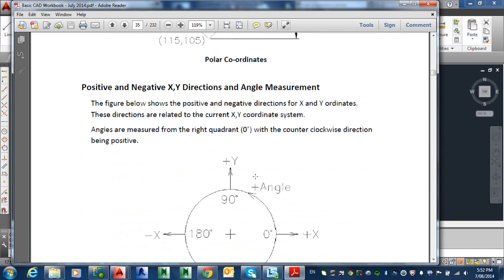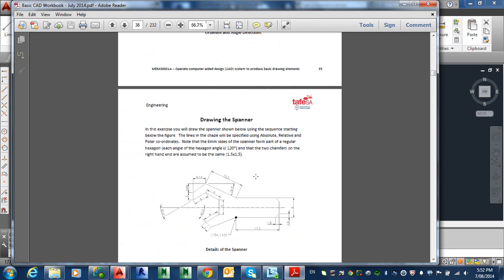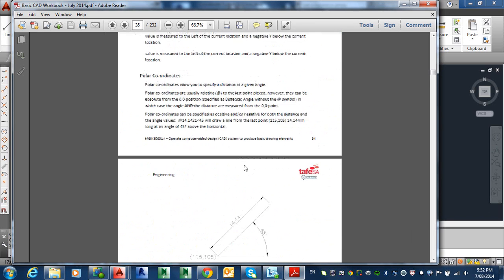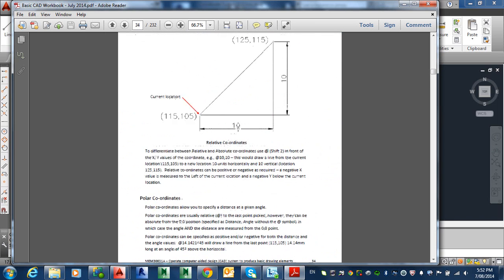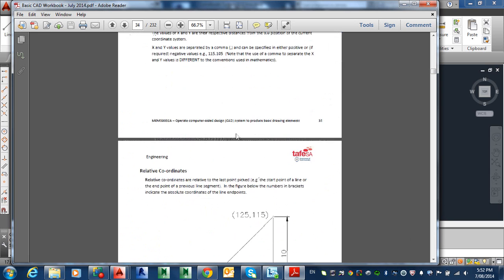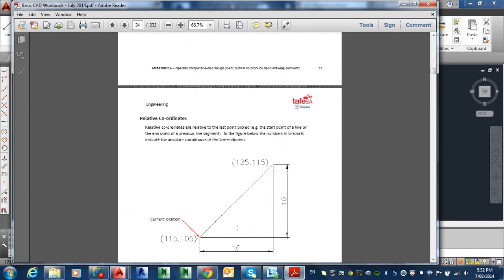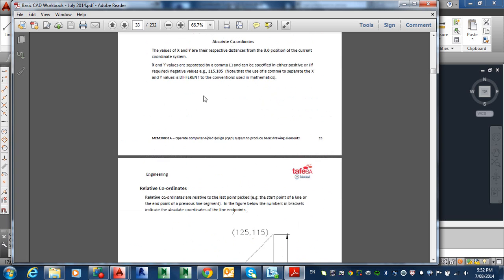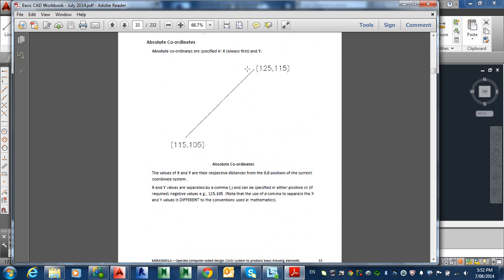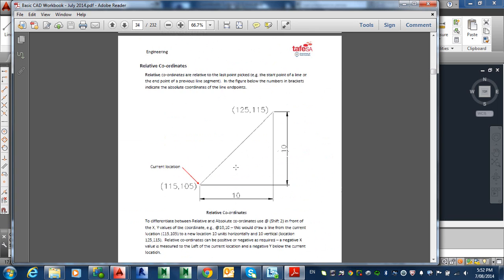Sorry, not that one. We missed it. Yes, we missed it. Polar. Relative coordinates. This one here. Sorry, I was talking about the wrong one. That's the first one. But anyway, the next one is the relative coordinates. As you can see, those numbers are the same. They're both 10 apart.